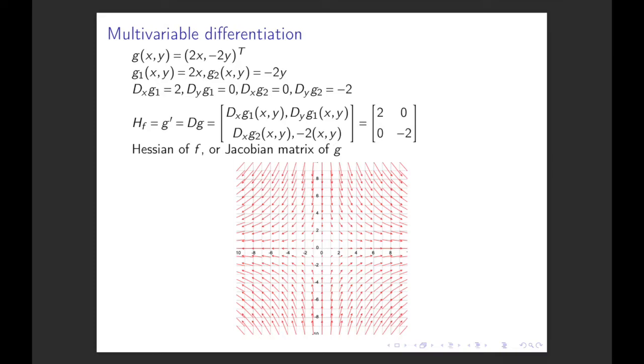Now, if you completely forget that the function g was a gradient, it's just an example of a function from Rn to Rn, where here n equals 2. And the matrix is the first derivative of the function. The first derivative of a function from Rn to Rn should be an n times n matrix. Its entries are the n partial derivatives of the n coordinate functions. So you already know how to differentiate functions from Rn to Rn. The matrix is called the Jacobian matrix of g.